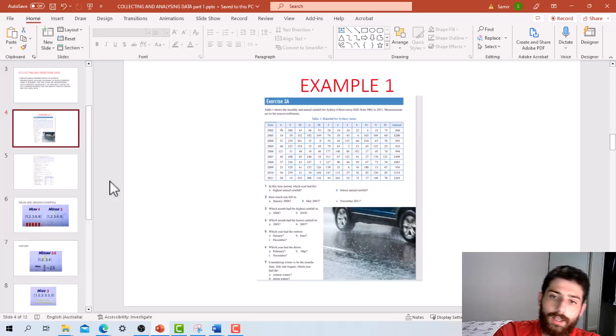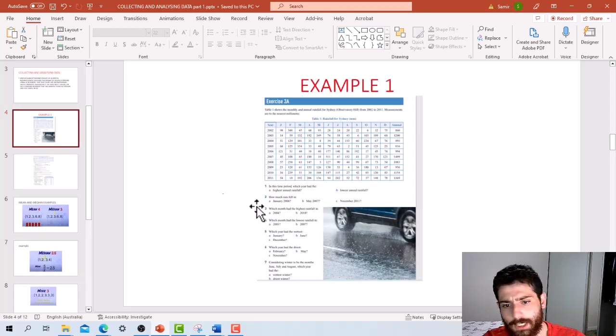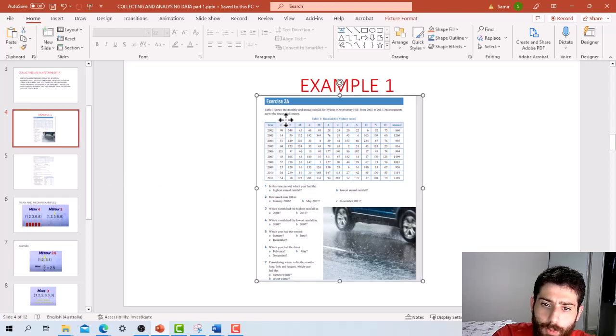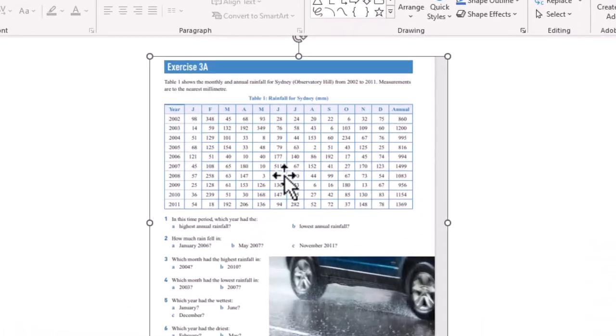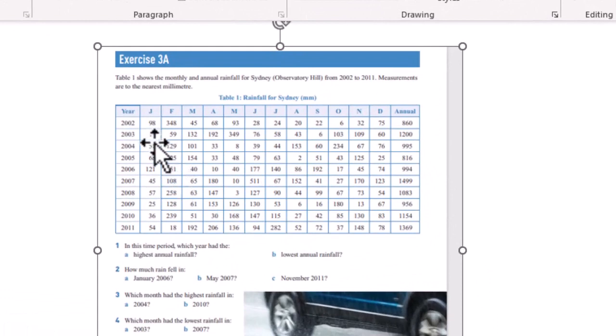In the next YouTube video, let's move to example number 1. Here our objective today is to learn how to read tables that have data.